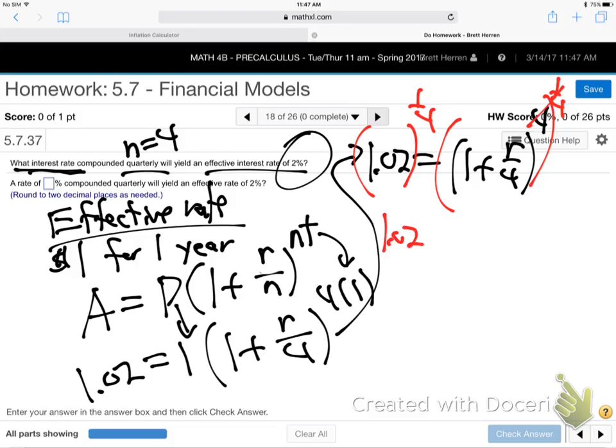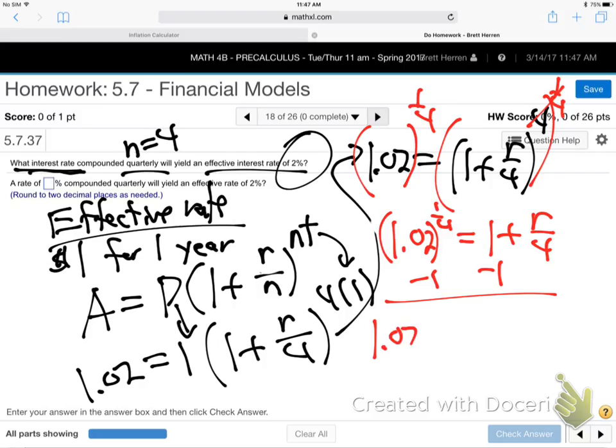So it's 1.02. Kind of getting scribbly here, trying to squeeze it in. 1.02 to the 1/4 is 1 plus r over 4. Good to there? I'll put parentheses around that if it helps. Subtract the 1 from both sides, so 1.02 to the 1/4 minus 1 is r over 4.